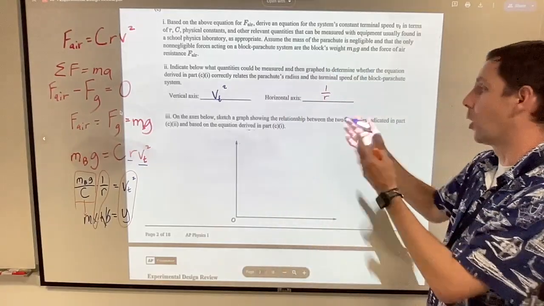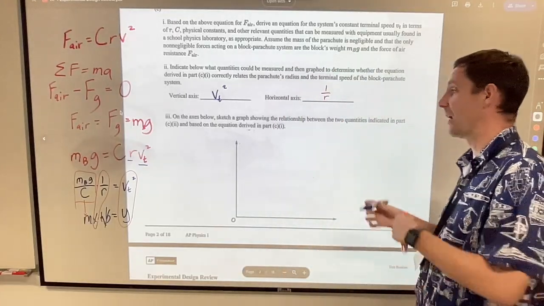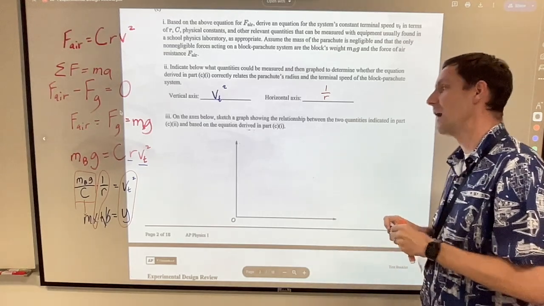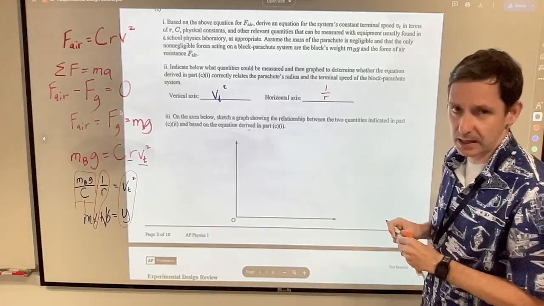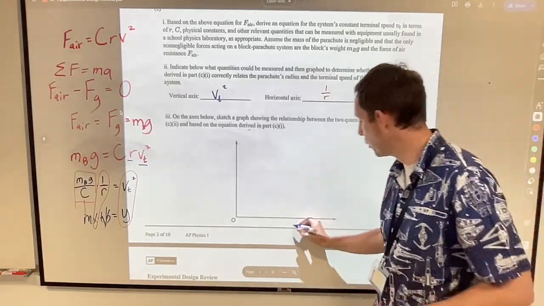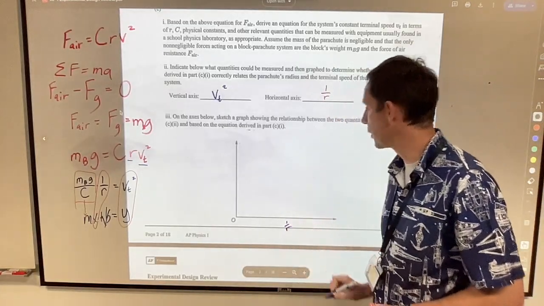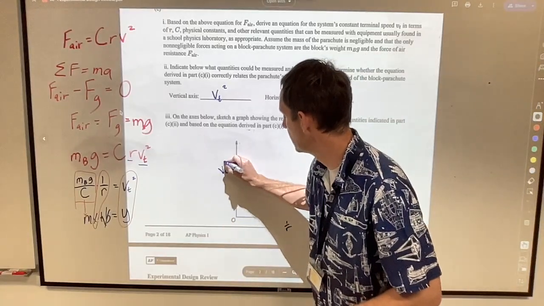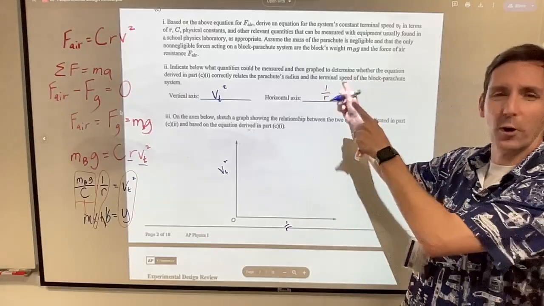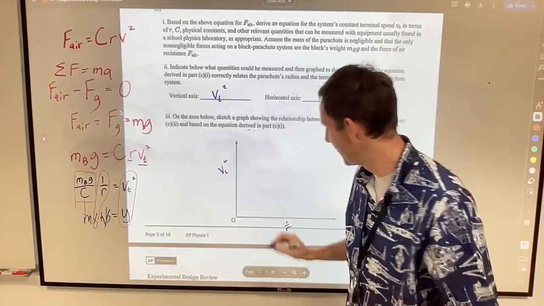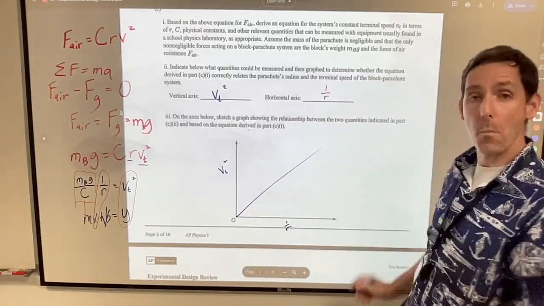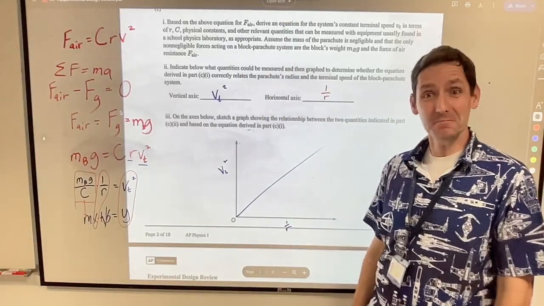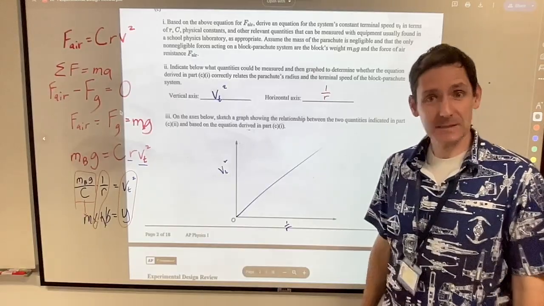All right? So on the axis below, sketch a graph showing the relationship between the two quantities indicated in part CII and based off the equation in part CI. So again, if I put 1 over r down here, and I put vt squared over here, the whole point of that was it gives me a linear graph, and so I can go, boop, done, right? That's it. That's my graph.